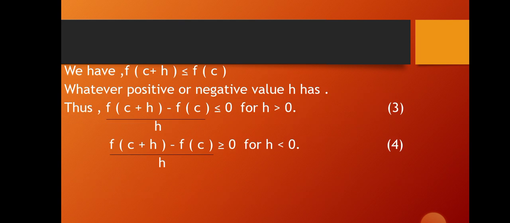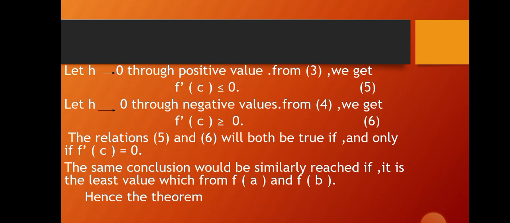We have f(c+h) less than or equal to f(c) whatever positive or negative value h has. Thus, [f(c+h) minus f(c)] upon h is less than or equal to 0 for h greater than 0, equation 3. [f(c+h) minus f(c)] upon h is greater than or equal to 0 for h less than 0, equation 4. Let h approach 0 through positive values; from 3, we get f'(c) less than or equal to 0, equation 5.